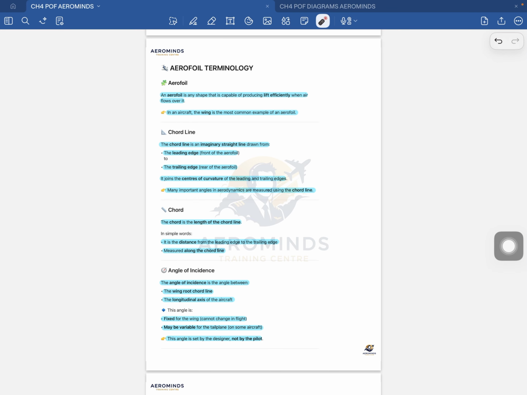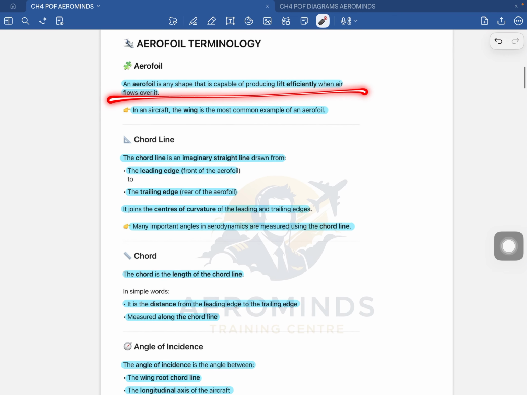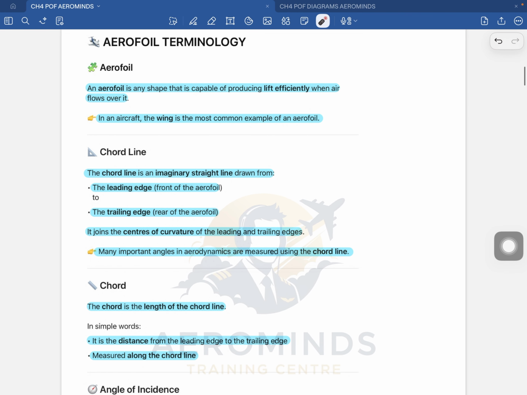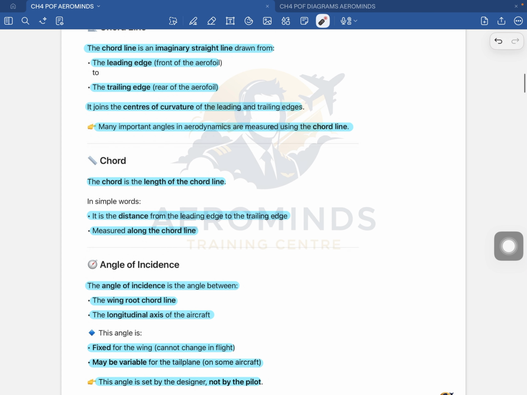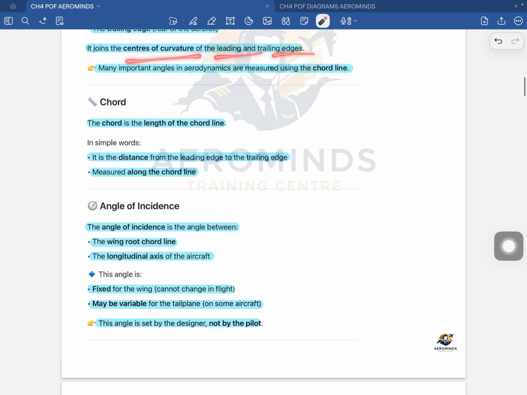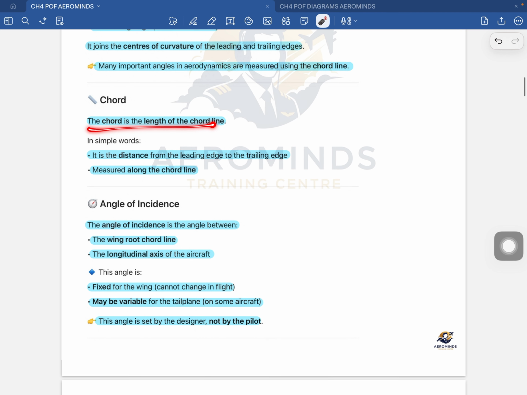So remember what we have studied. What is aerofoil? Any shape that is capable of producing lift with relatively high efficiency. In an aircraft, the wing is the most common example of an aerofoil. What is chord line? An imaginary straight line drawn from the leading edge to the trailing edge. It joins the center of curvature of the leading edge and the trailing edge. Then what is chord? It is the length.